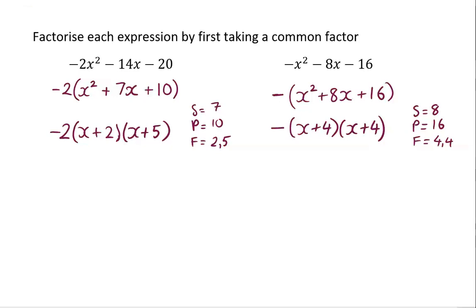So we can see the difference here is take that common factor first so that our quadratics become monic, so there's no number written in front of that x squared, or really it's a 1. And then we can use our regular factorising method.